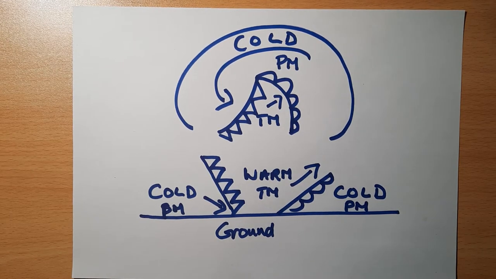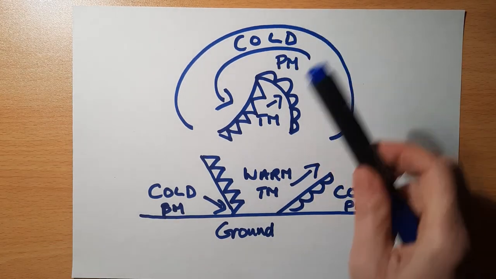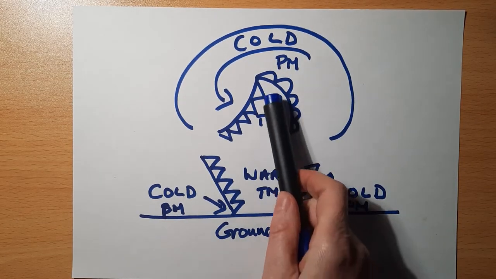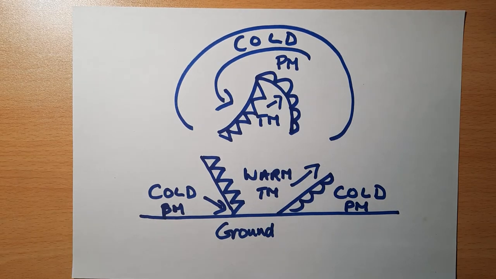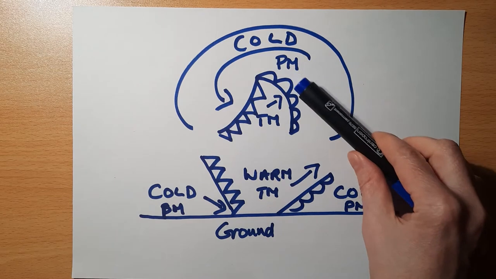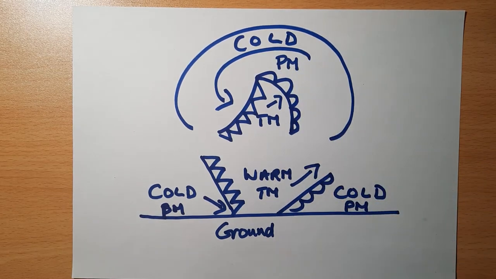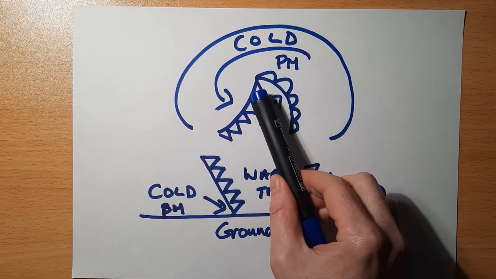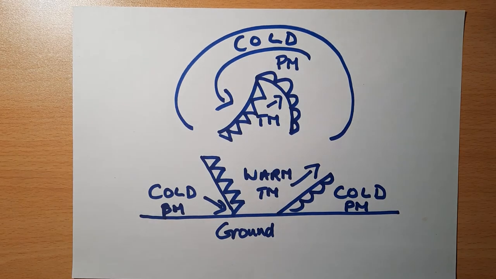Now, thinking back, as we know, a depression is created when an area of warm air meets an area of cold air. It's made up of two air masses: the polar maritime air mass being the cold, and the warm tropical maritime air mass being the warm. When one pushes into the other, we have our warm front, which is the front of the tropical maritime air mass, and we have our cold front, which is the front of the cold polar maritime air mass.